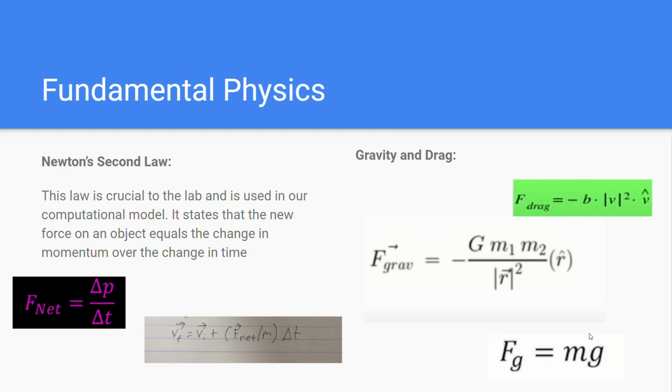But far more importantly, I think, is this drag equation right here, with the negative b coefficient: negative b times the magnitude of v squared. We're going to use this in our computational model when we implement the effects of both gravity and drag.